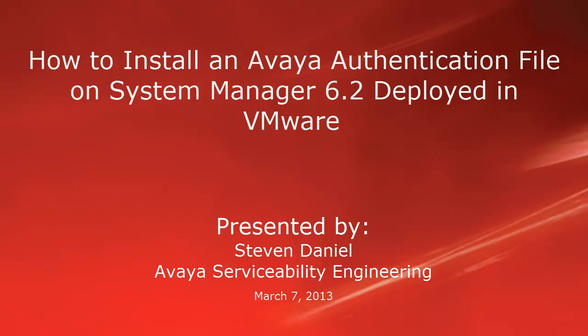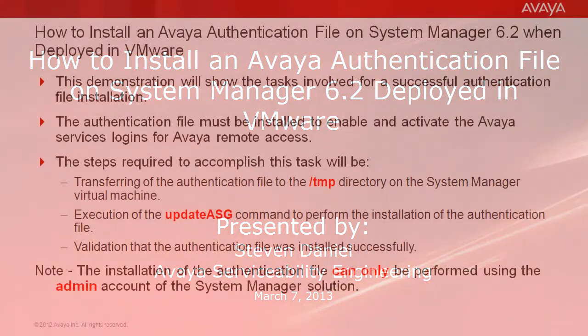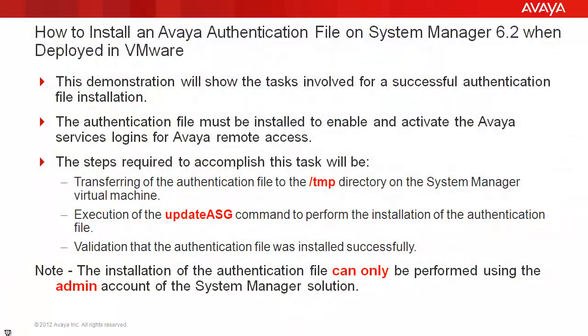This video tutorial is about installing an Avaya authentication file onto System Manager 6.2 when deployed in a VMware environment. This demonstration will show the tasks involved for a successful authentication file installation. The authentication file must be installed to enable and activate the Avaya Services logins for Avaya Remote Access.